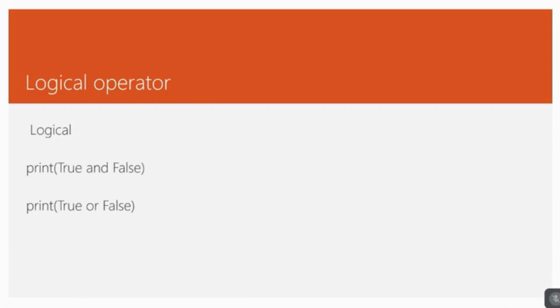Okay, then we move on to logical operators. As we told you, if I have two statements, the first one is true and the second one is false, so we use logical operators to check. Later we will see if-else conditions for this.